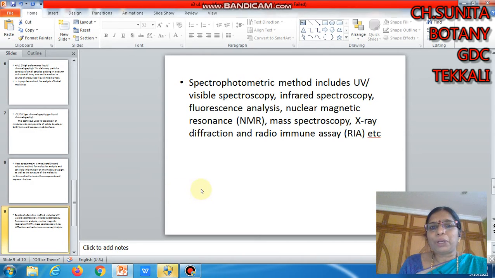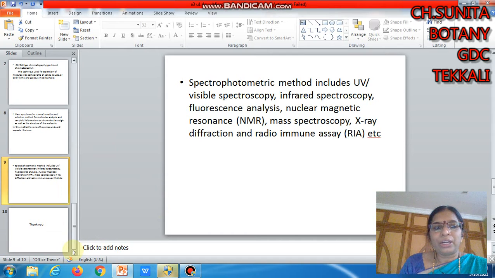Not only that, spectrophotometric methods include UV or visible spectroscopy, infrared spectroscopy, fluorescence analysis, nuclear magnetic resonance (NMR), mass spectroscopy, X-ray diffraction, and radioimmunoassay (RIA), etc. These are some of the methods by which we can analyze the drug.